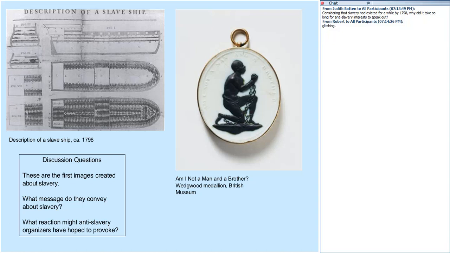There's a question going on in the chat that I'd like to answer. One of the participants asked, if slavery had existed for a long while by 1798, why did it take so long for anti-slavery interests to speak out? The question really should be, why did it take so long for there to be anti-slavery interest? There is not a very significant anti-slavery movement until the end of the 18th century. There had been some murmurings among the Quakers, but there really wasn't a much broader movement than that.